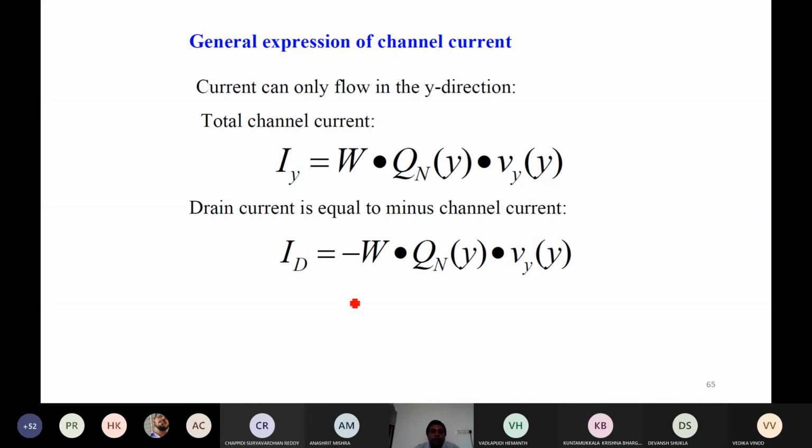And also this is the channel current, but the drain current is negative because negative charges are there. So electrons are flowing from source to drain, but the current is opposite to that. So my W, Qn, Vy with a negative sign.